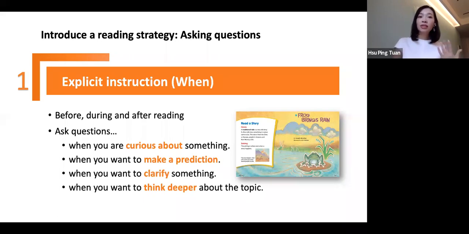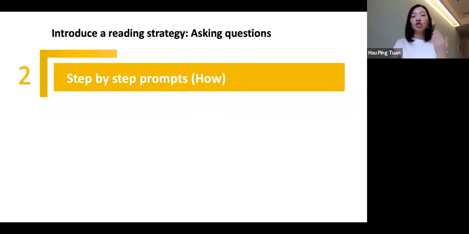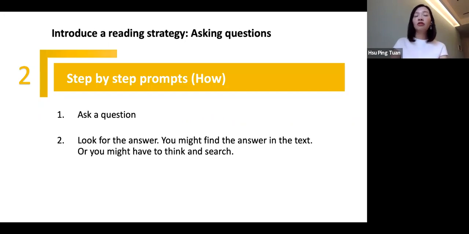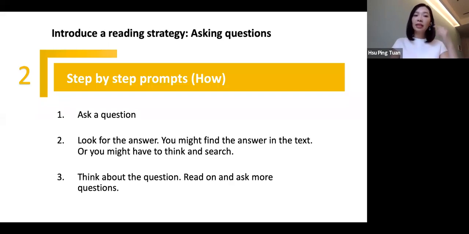Then that will be a good time for them to ask questions. After students know when they can ask questions, we can move on to the second step. I'm going to show them how to do so. Remember that my reading strategy is asking questions. So first, I will tell them they need to ask a question. Then they will look for the answers. Sometimes they will be able to find the answers in the text, but sometimes they don't. So if they cannot find the answers in the text, then they will need to make an inference based on their personal knowledge or based on the information from the text. Then they need to think about the question, read on, and ask more questions.